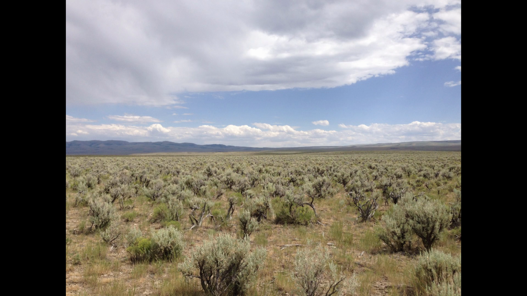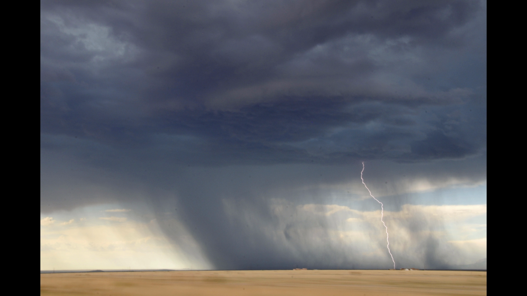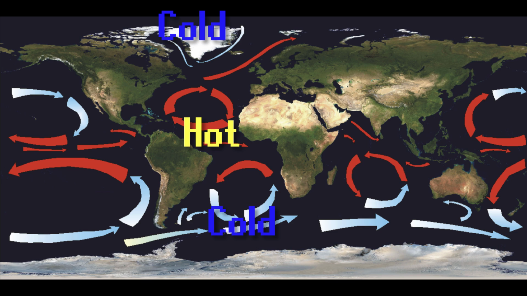Rinse and repeat this for years and years, and you'll end up with a desert on the leeward side of the mountains, or in a basin. The Patagonian and Mojave deserts are good examples of this. So then, where do nice, warm, moist breezes come from? Well, some of you may know about the global currents. They differ in temperature based on where they're coming from. Warm currents create a lot of clouds and precipitation.